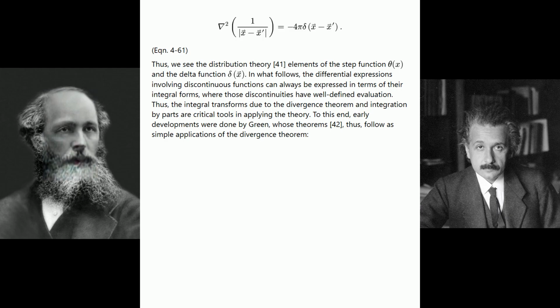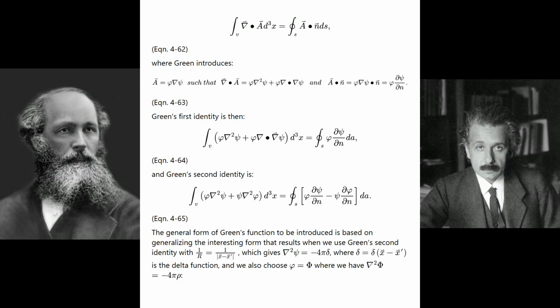To this end, early developments were done by Green, whose theorems follow as simple applications of the divergence theorem. Equation 4-62. Where Green introduces Equation 4-63. Green's first identity is then Equation 4-64. And Green's second identity is Equation 4-65.